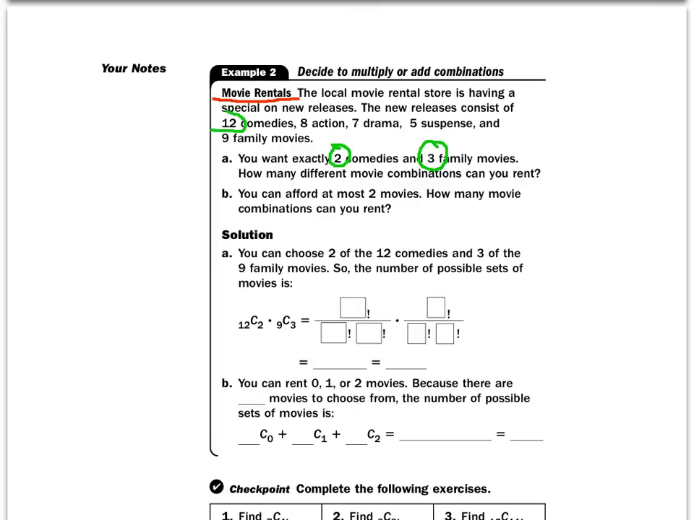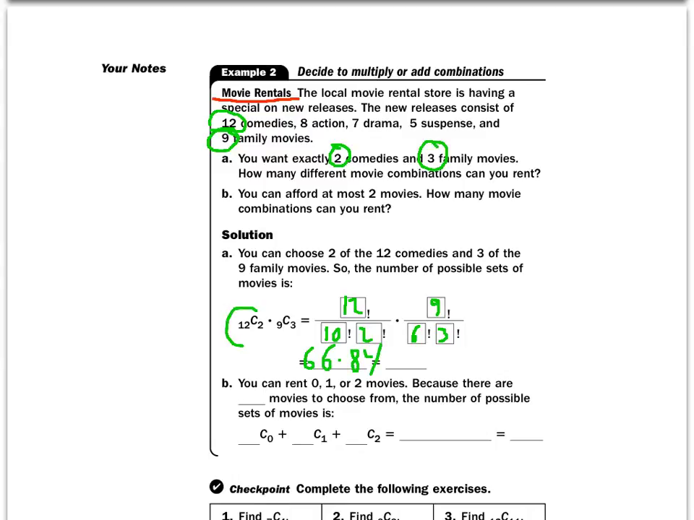And there were 12 comedies and there were 9 family movies. So I can take 2 out of the 12. So I have 12 factorial over 10 factorial times 2 factorial. And I take 3 out of the 9, which gives me 9 over 6 times 3. All right. That becomes 66 times 84.